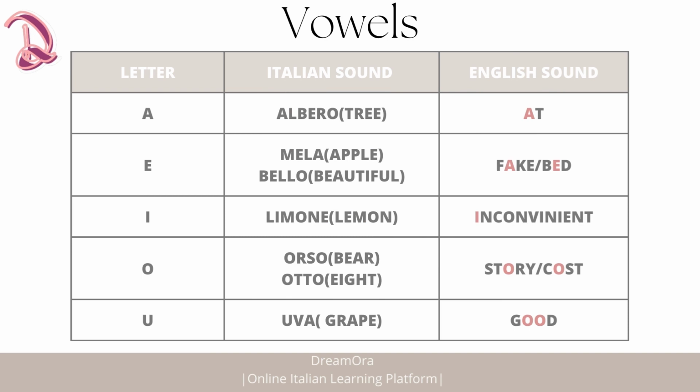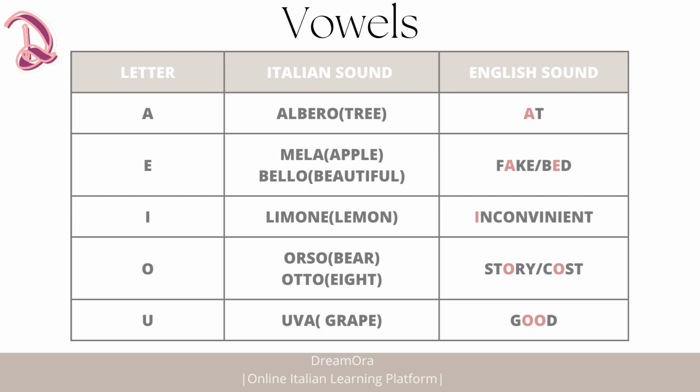So, in the Italian alphabet, we have 5 total vowels. That is A, E, I, O, U. Now, let's take a closer look at how they are pronounced. The first one is A. That is, the Italian sound would be albero. Albero. And the corresponding English sound, it's at. The A of at.